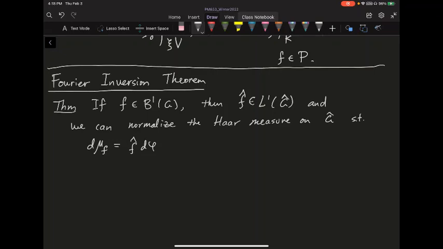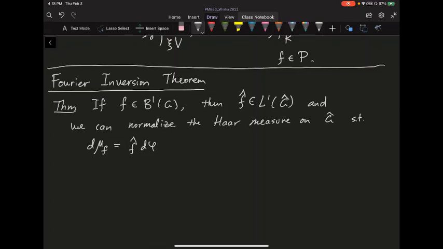So what do I mean by that is that you can normalize your Haar measure on the G hat. The G hat is still a locally compact abelian group, so it has a Haar measure. So let's call the Haar measure, you normalize it to d phi, and then the mu f, remember this mu f comes from this measure that kind of corresponds to your function f. So you integrate against this mu f of some character, you recover your function f. And turns out this function is essentially just defined by your f hat multiplied by some normalized Haar measure, okay?